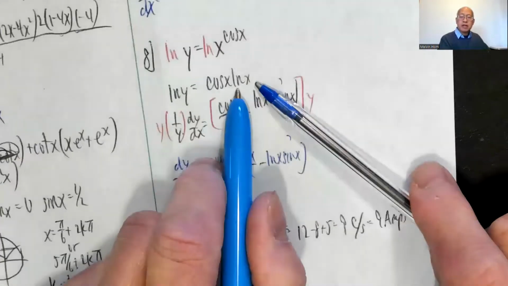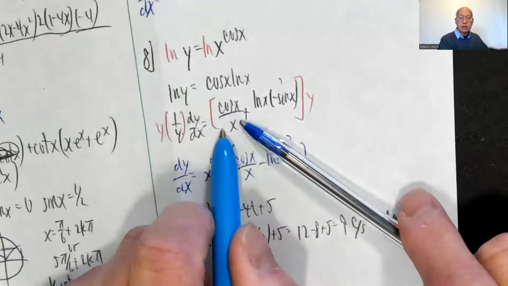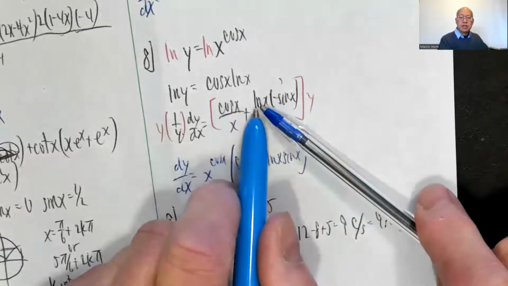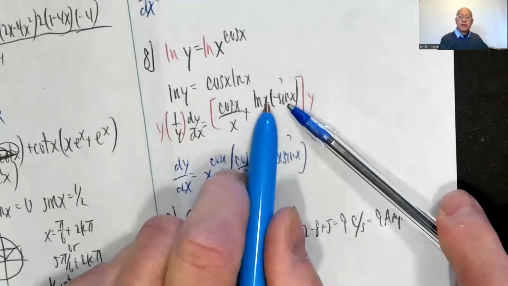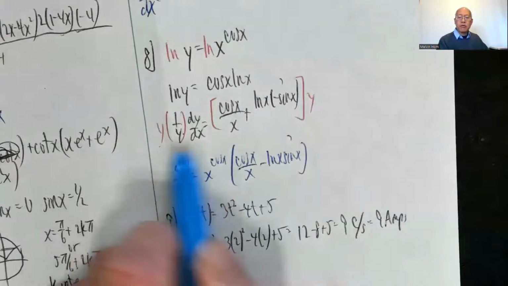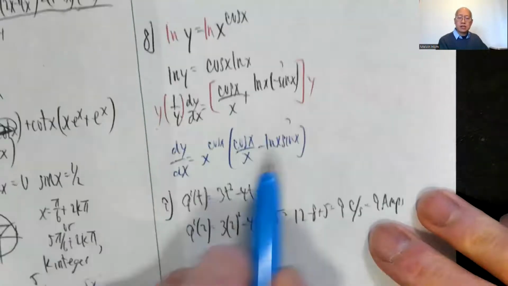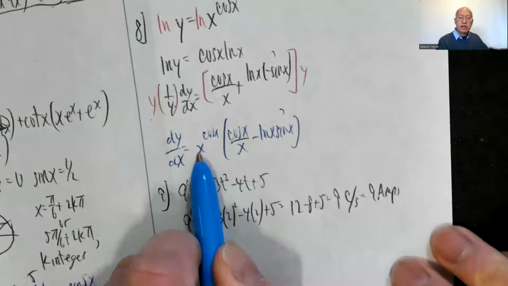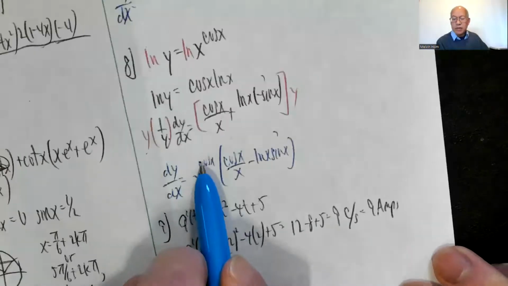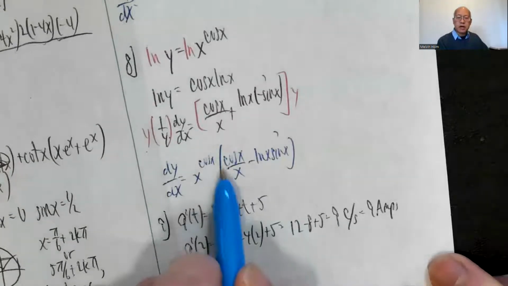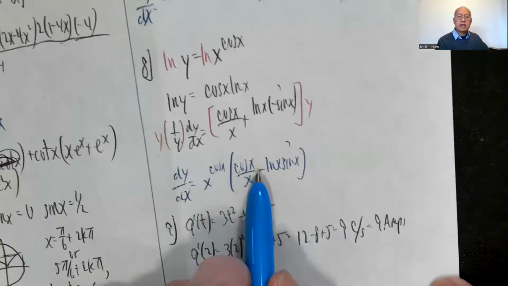First times the derivative of the second. The derivative of ln x is 1 over x, so I'll write it as cosine x over x, plus the second function times the derivative of the first, negative sine x. Multiply both sides by y. So dy/dx is y, the original function x to the cosine x, times this extra factor, cosine x over x minus ln x sine x.